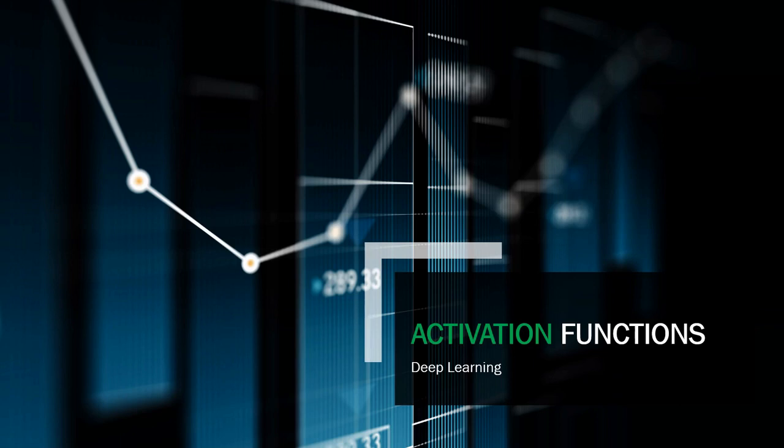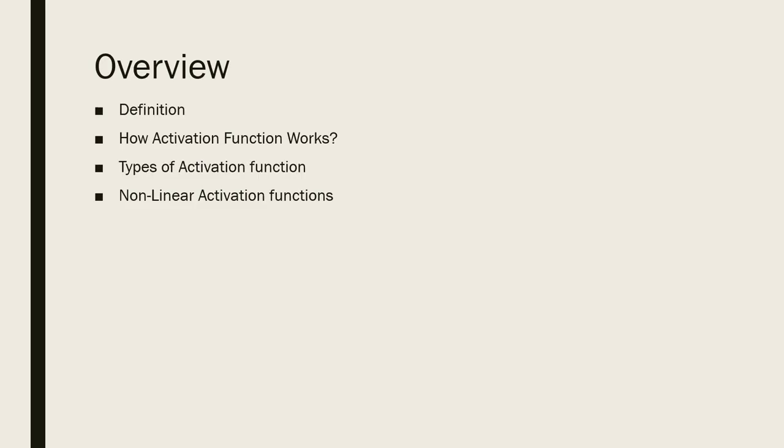Today we are going to talk about activation functions in deep learning. Neural network activation functions in general are the most significant component of deep learning. They are fundamentally used for determining the output of deep learning models. In this video, we are going to talk about what an activation function is, how it works, what the types of activation function are, and explain nonlinear activation functions.